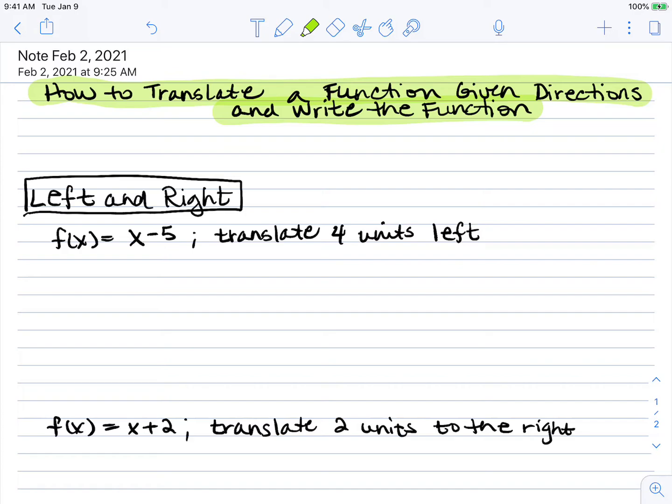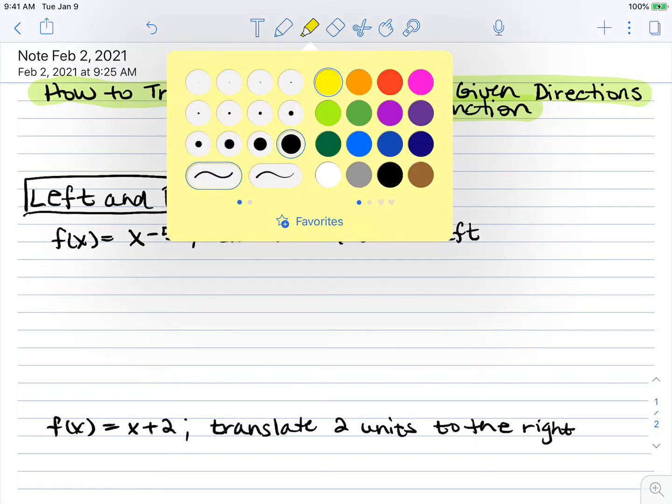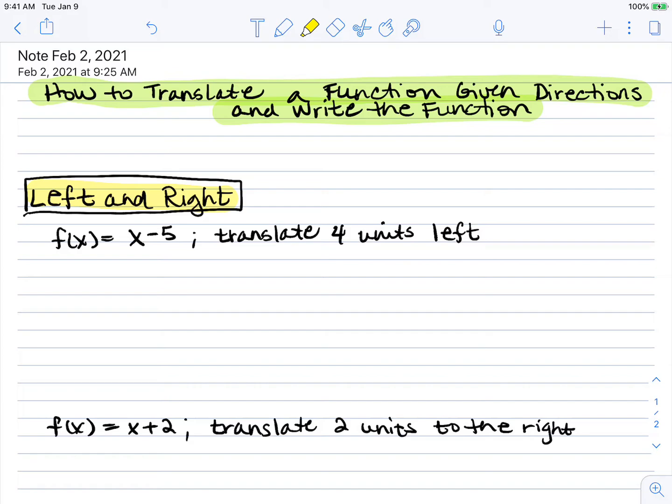This video is going to talk about how to translate a function given directions and how to write down that function. So the first translation we're going to talk about is left and right. And when I'm talking about something that's shifting left or right, I need to remember that this is going to be inside parentheses. And that's where these happen.